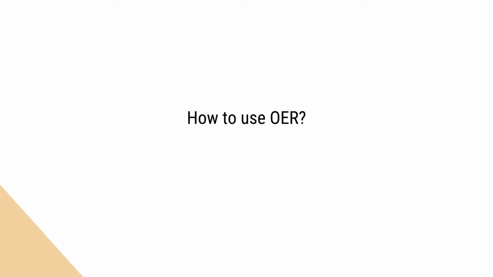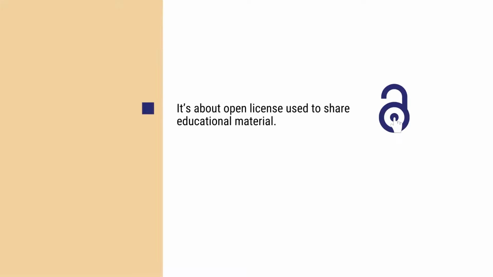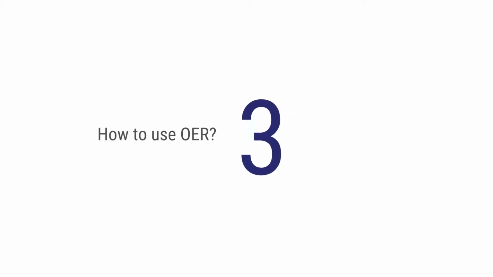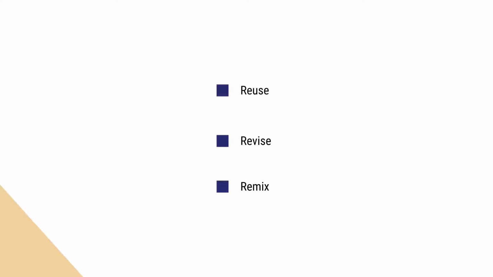Using OER is very much dependent on the learner's understanding of the open licensing system, which is often used to share educational materials. As long as the open licensing terms are respected, one does not need to seek permission from the author to access, use, or at times repurpose the content. There are basically three ways to use OER, which are reuse, revise, and remix.